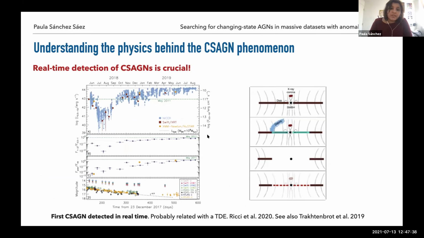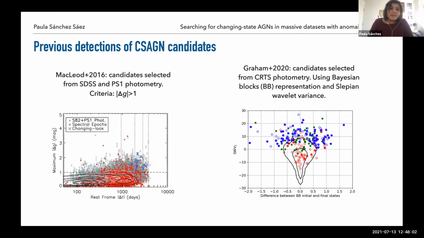And they use X-ray observations and also optical spectroscopy. And they conclude that probably this event was related with a tidal disruption event. And this is the only event that has been studied in this way. But if you want to do this for a larger sample, we need techniques that allow us to search for these kinds of sources in real time. And in the past, there have been some attempts to do this, but using archival data, not in real time.